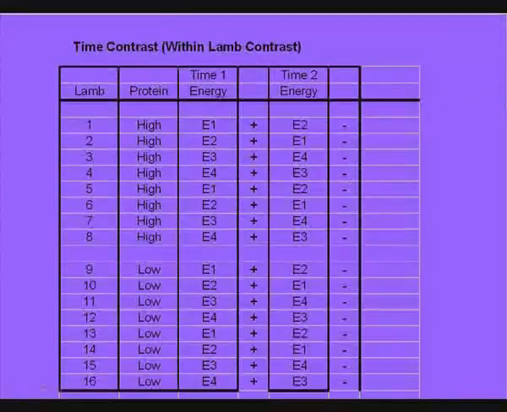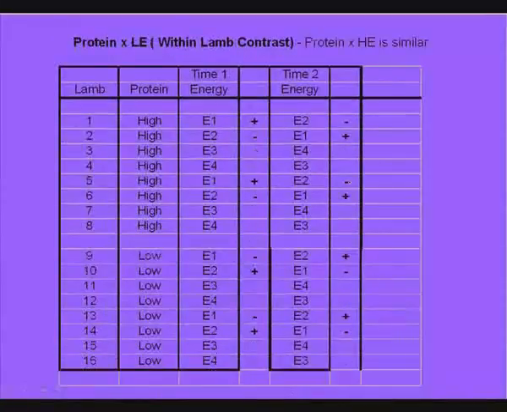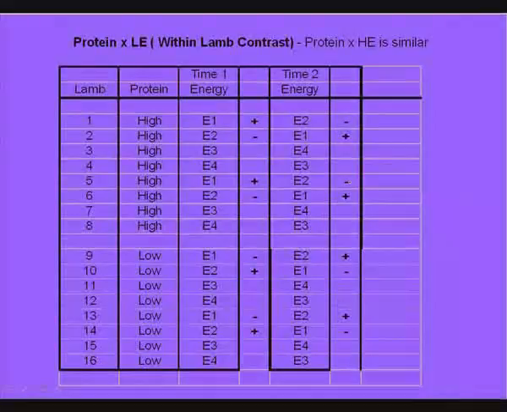Well, if you continue this, if you look at a time contrast, time 1 minus time 2, we have pluses everywhere at time 1, minuses everywhere at time 2. That's a within lamb contrast. If we look at protein, say an interaction, protein crossed with the low energy contrast, where we compare E1 and E2 and protein high and protein low, that two-way interaction contrast would be estimated by the linear combination illustrated there, where I didn't put the zeros in, but just the cells that have either a plus or a minus on them. And that's a within lamb contrast.